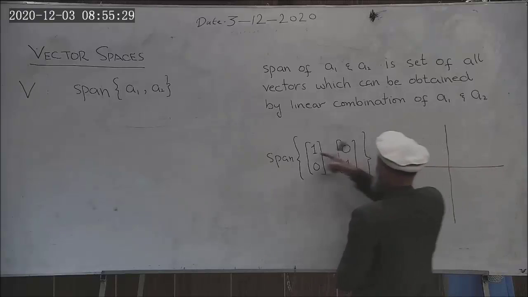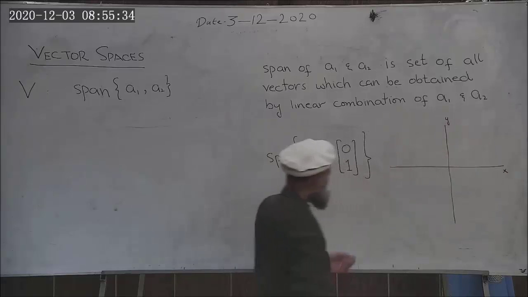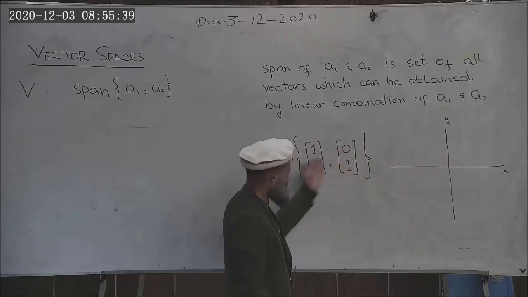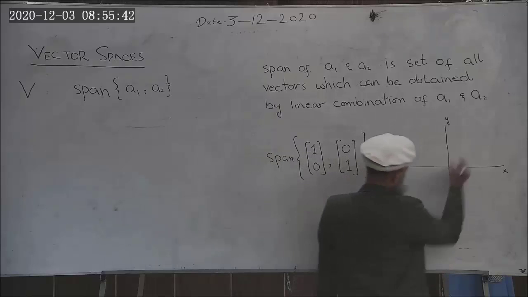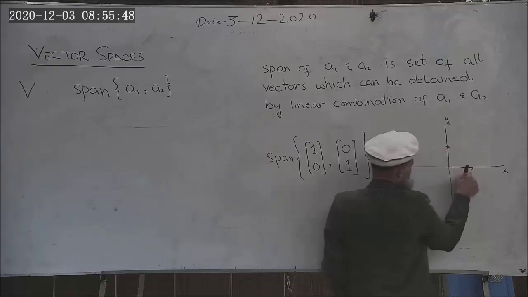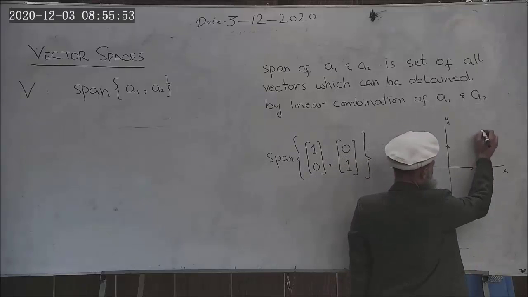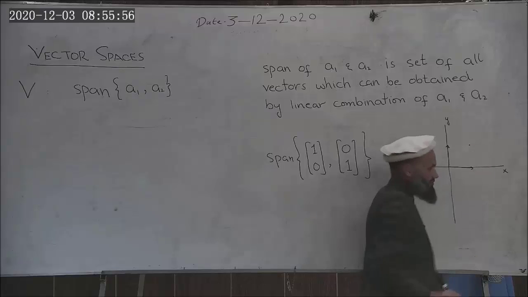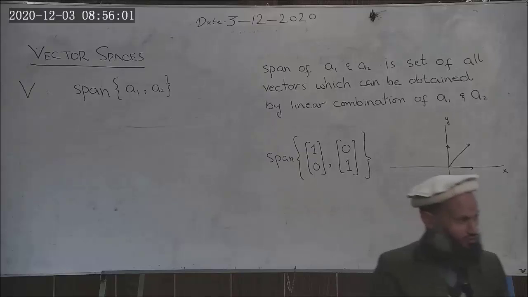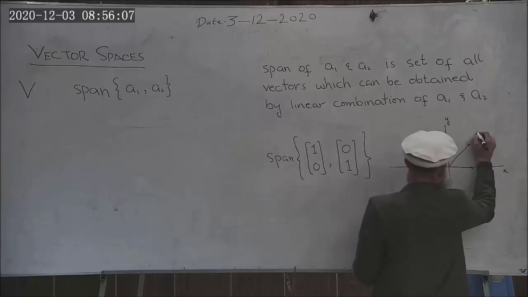Here we have the first component, let's call it x, the other component y. So any vector in this R2 can be obtained by linear combination of these two vectors. For example, here is one vector, here is another vector. How can we obtain this vector? By adding the two vectors, multiplying the first vector, this vector is basically 1, 1.